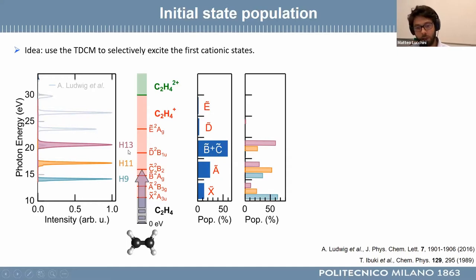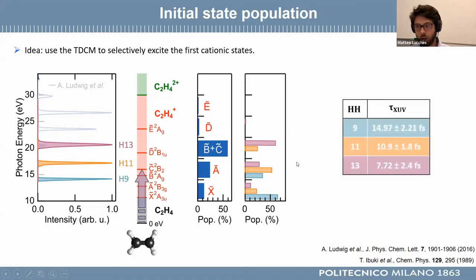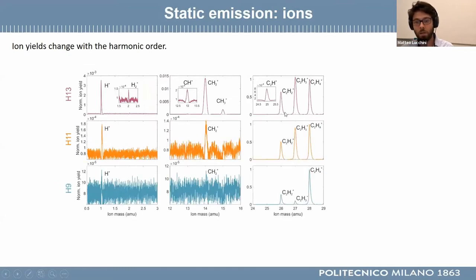And we can create these harmonics with a rather short time duration, because harmonic 9 has been measured to have 15 femtoseconds time duration, harmonic 11, 11 femtoseconds, and harmonic 13, 8 femtoseconds. The lower order is longer because of the residual geometrical dispersion I told you before, which is stronger at low energies. Well, if we use these harmonics to ionize the molecule and we look at the fragments, we see immediately that the different harmonics do produce different fragments.